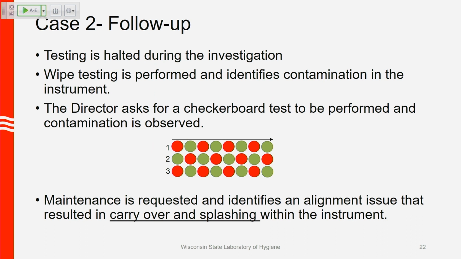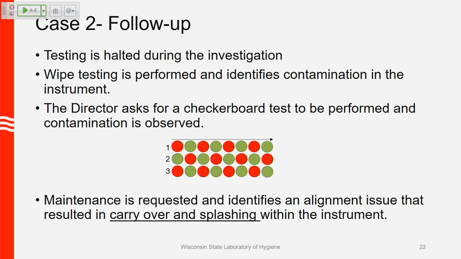From the investigation that follows, the follow-up when you suspect contamination. Now, I'm going to go through a theoretical example; not every lab is going to do it the exact same way, but this is one example of how you can follow up in that kind of situation. So testing is halted during the investigation. A wipe test is performed and identifies contamination within the instrument.